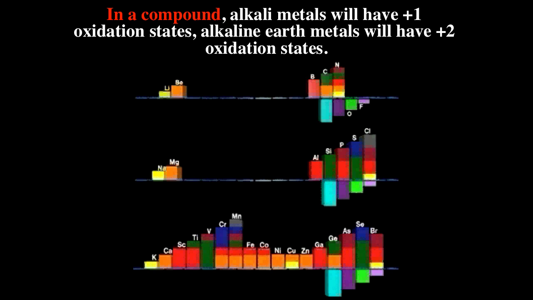silicon, etc. In a compound, alkali metals will have a +1 oxidation state. Alkaline earth metals will have a +2. So that's in a compound. By themselves, they're just going to be metals, and their oxidation state will be 0. But in a compound, alkali metals will be +1. Alkaline earth will be +2.